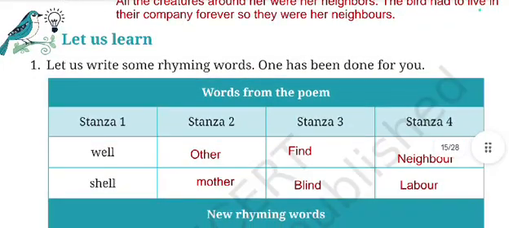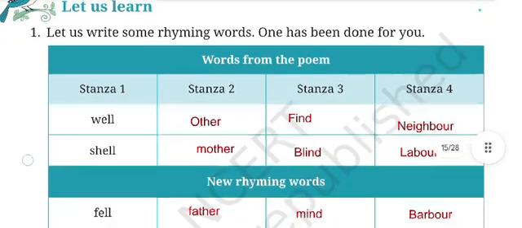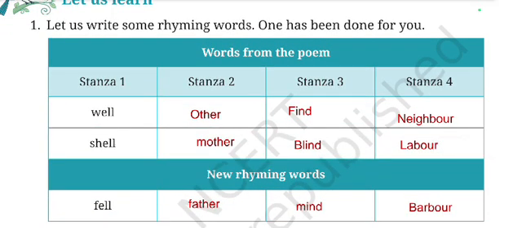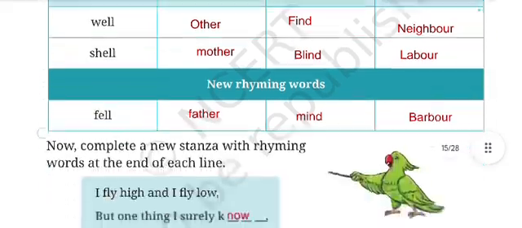Now, let us write some rhyming words. One has been done for you. Well, sell, fell. Other, mother, father. Find, blind, mind. Neighbor, labor, barber.